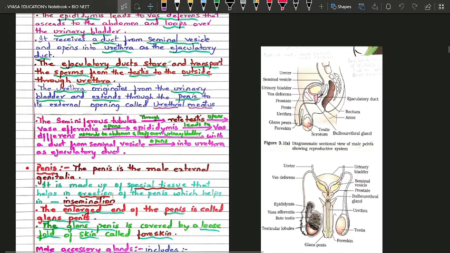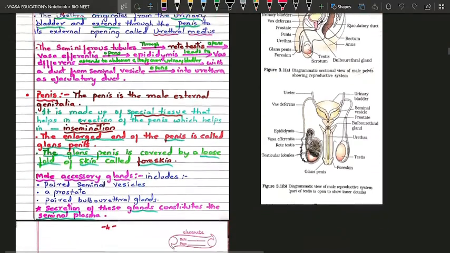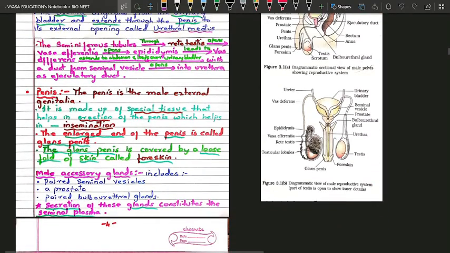Right. Next is penis. Okay. So what is penis? It is a male external genitalia. You can see here also. Okay. It is made up of special tissue that helps in erection of the penis, which helps in insemination. Okay. During the ejaculation of the sperm, that is insemination.